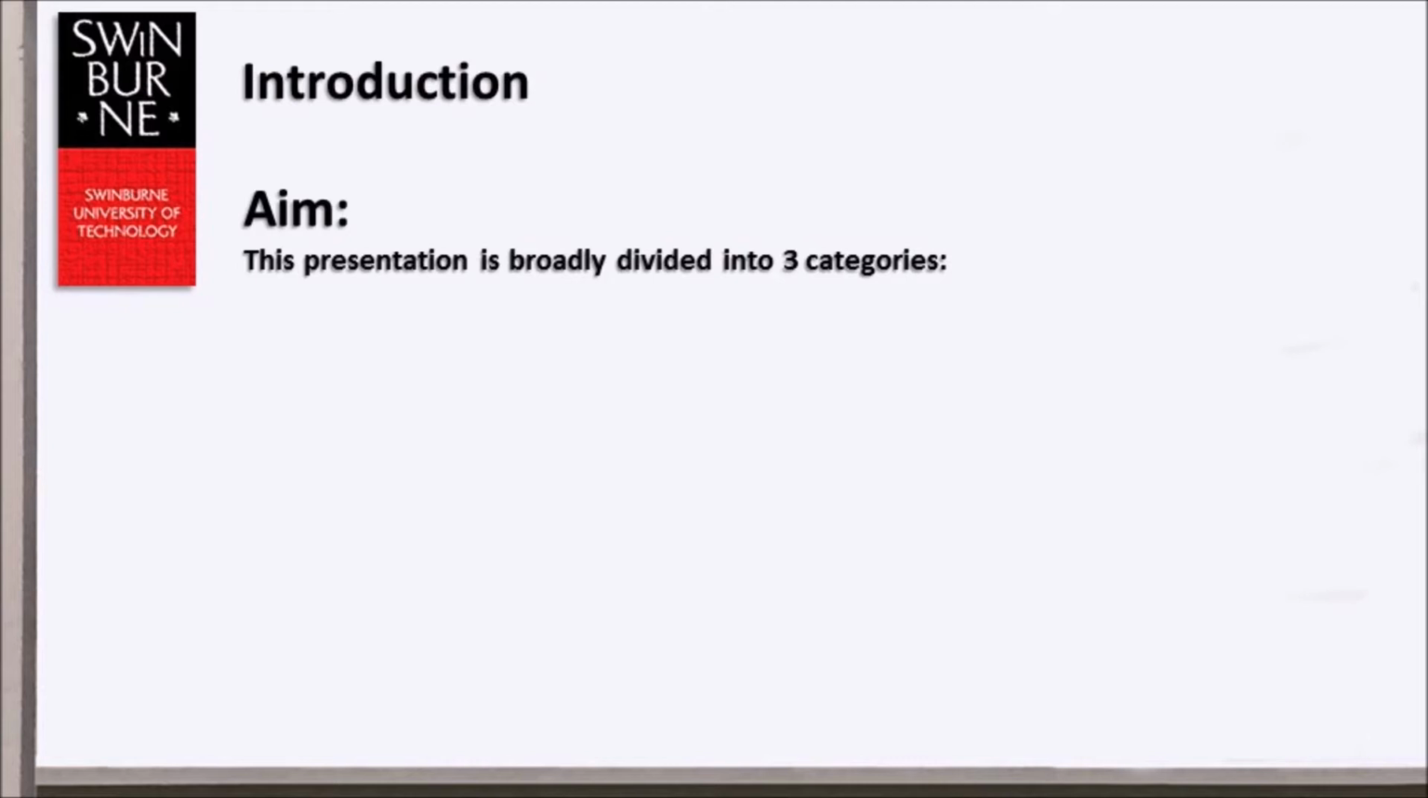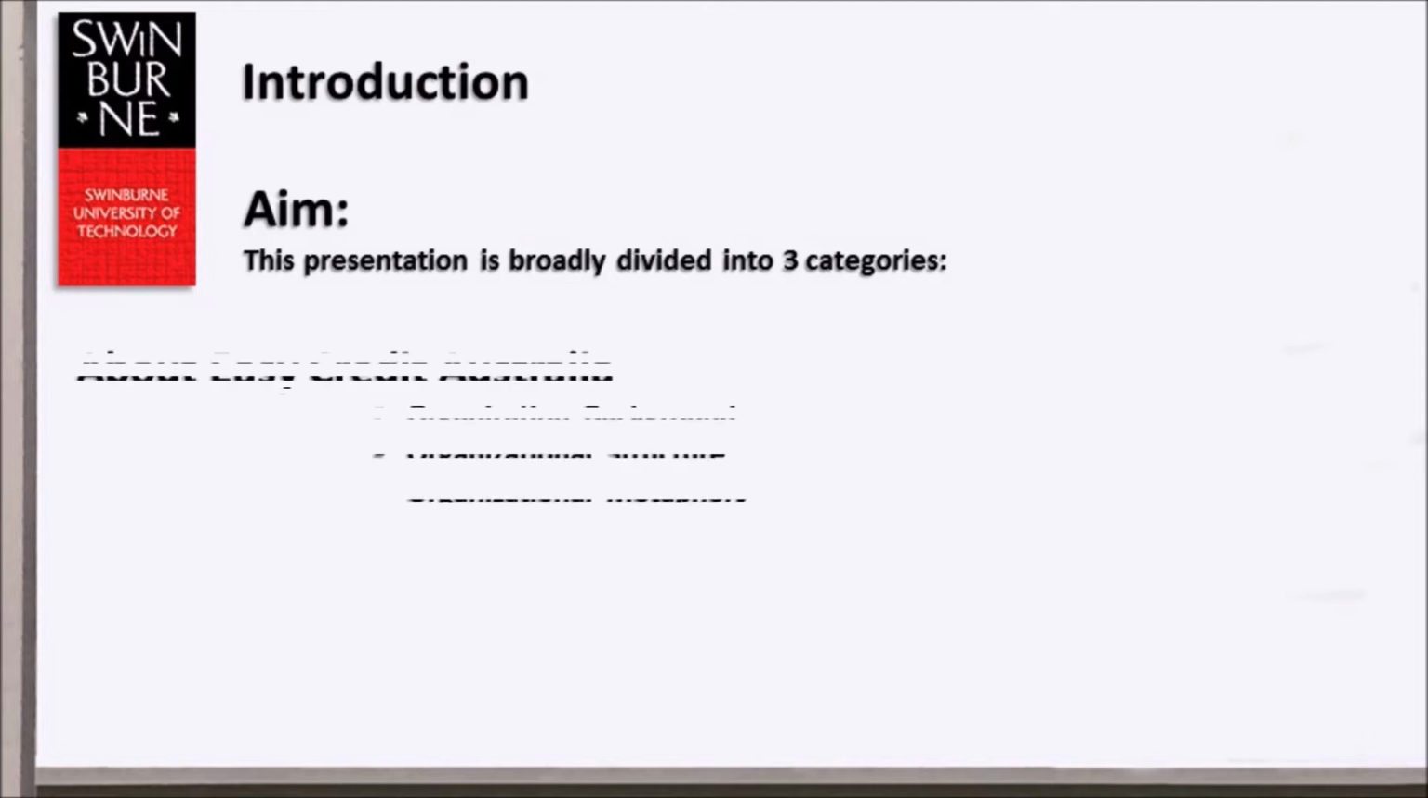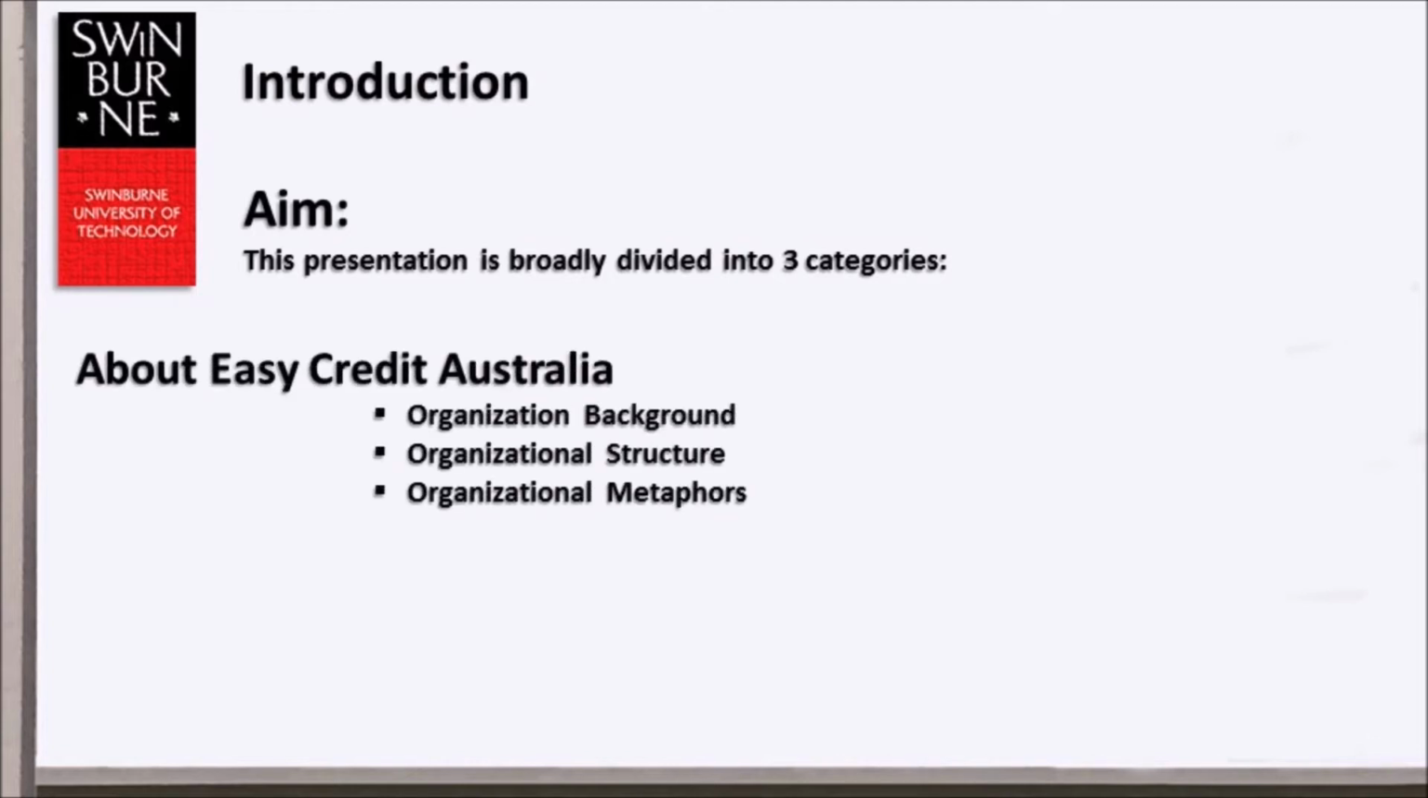The overall agenda of today's presentation is broadly divided in three categories. The first element talks about Easy Credit Australia, more commonly referred to as ECA in our presentation, where we will try to gain understanding of the environment of ECA by talking about ECA's background, their organizational structure, and to view an organization through multiple metaphors. Now, with the help of these metaphors, we will try to understand what are the dominant values and objectives within ECA.